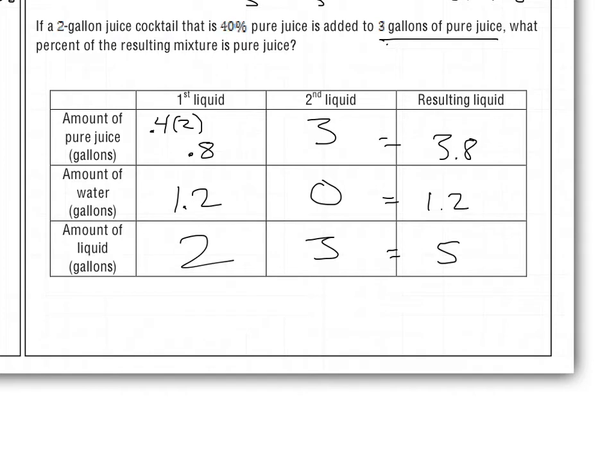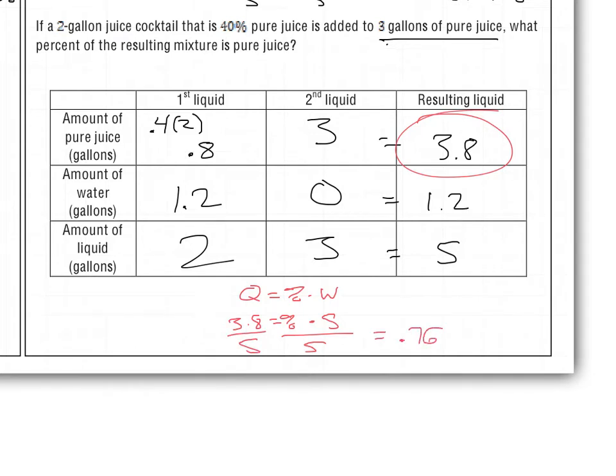So when we look at this, Q is equal to percent times whole. We're looking at our quantity of juice. 3.8 is equal to what percent of 5? And we divide by 5, and that gives me 0.76 or 76% juice.